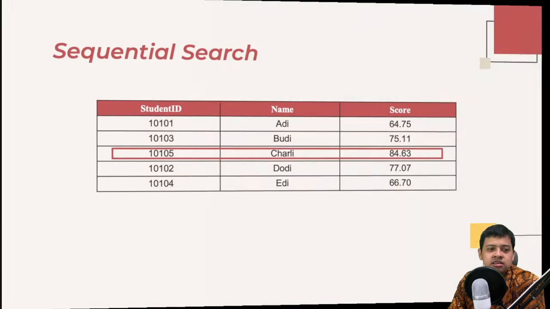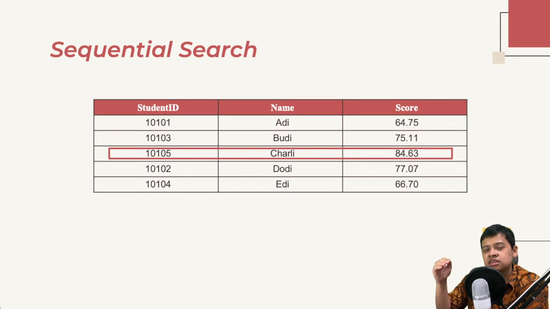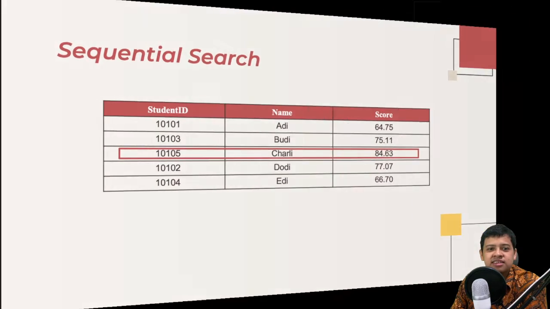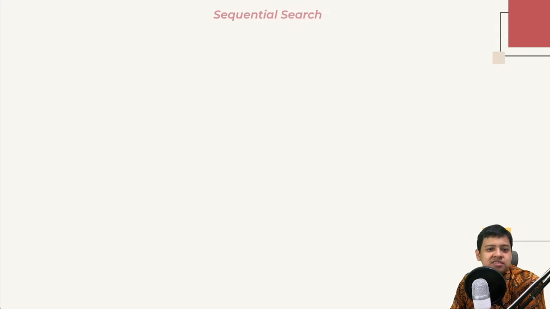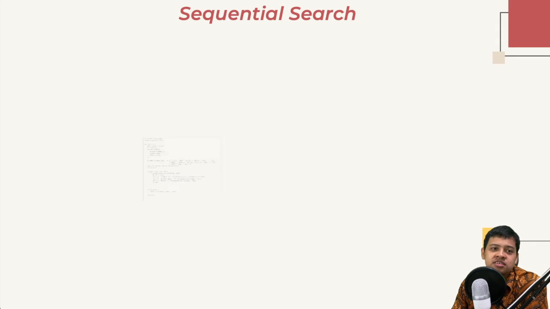If the data we are looking for is close to the start, then it will be fast. And if it's close to the end of the data, it may take longer than you expected. This is a traditional search.